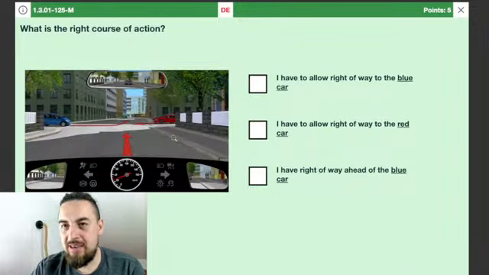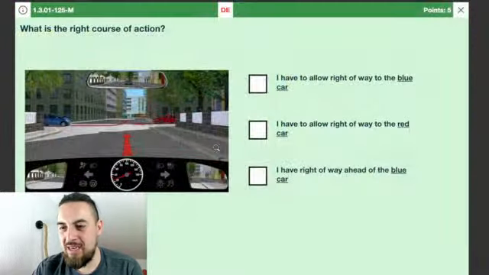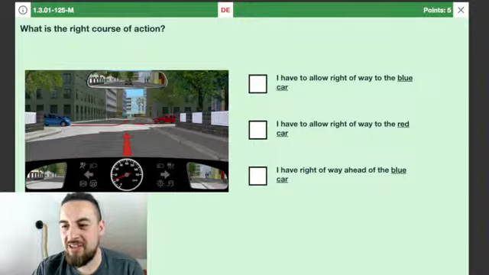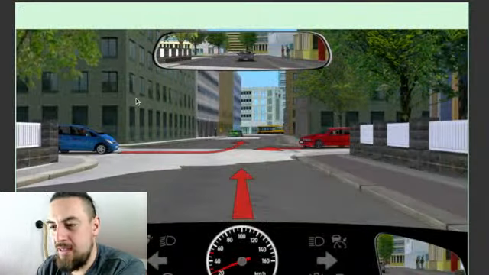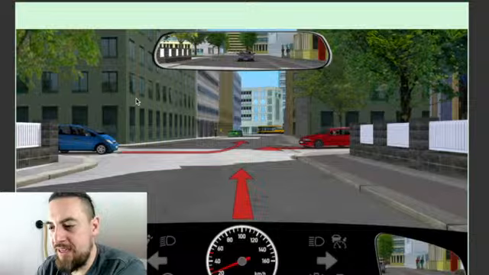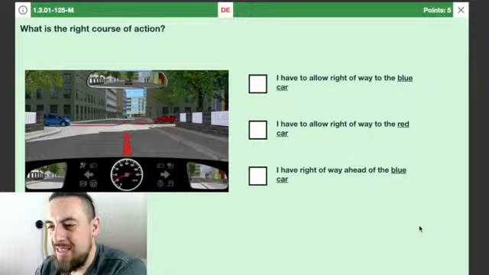All right, I hope I could explain it. I didn't write the question. What is the right course of action? Okay. We are driving with 25 kilometers per hour, close to a junction, and I hope you've got it. What is the right course of action?